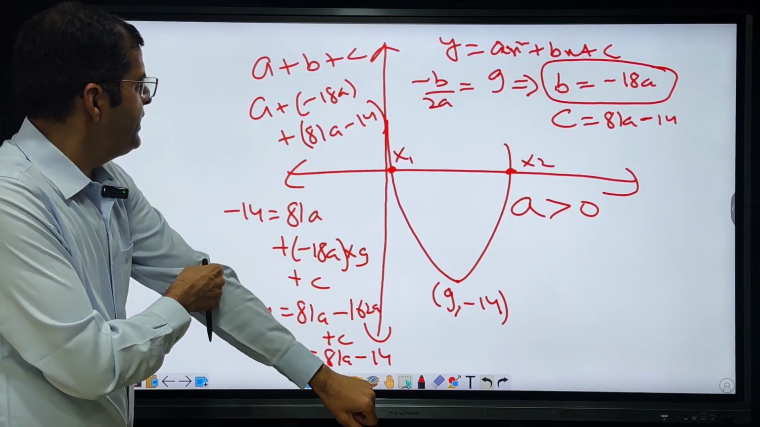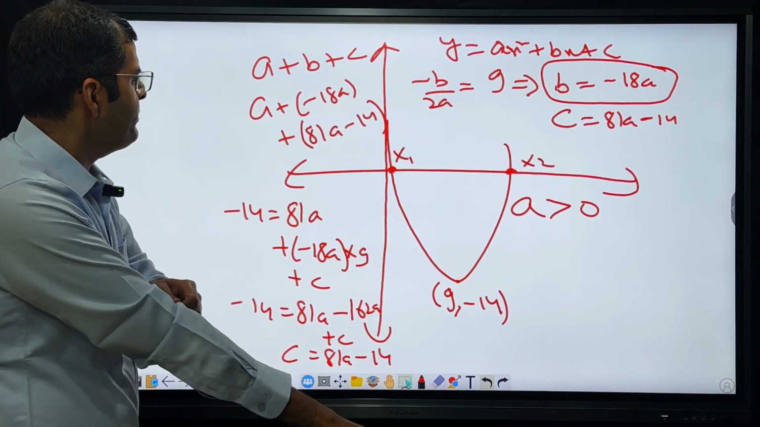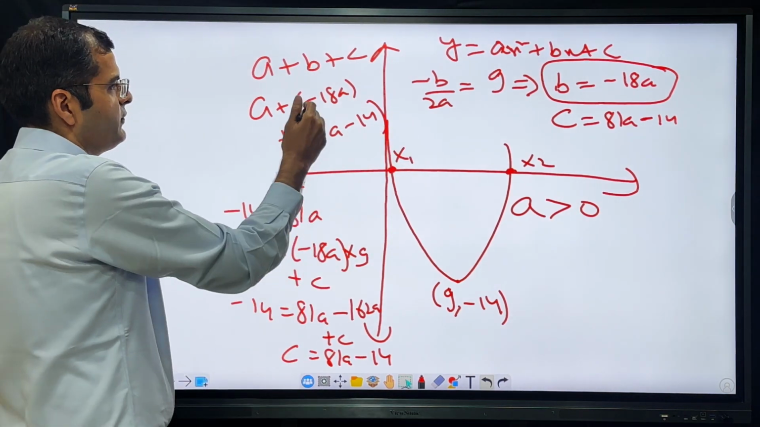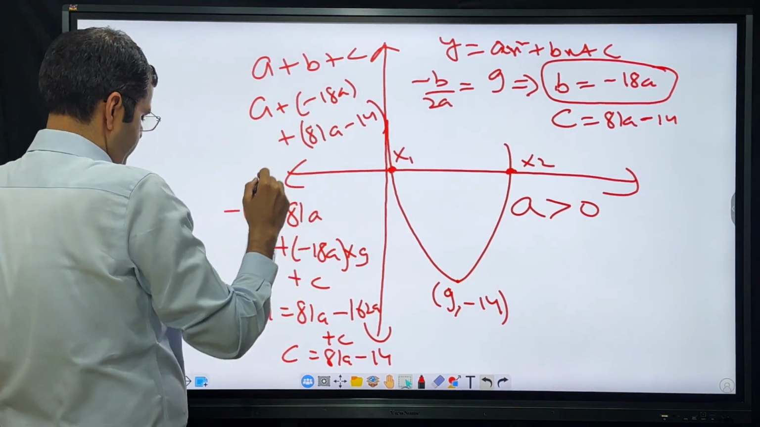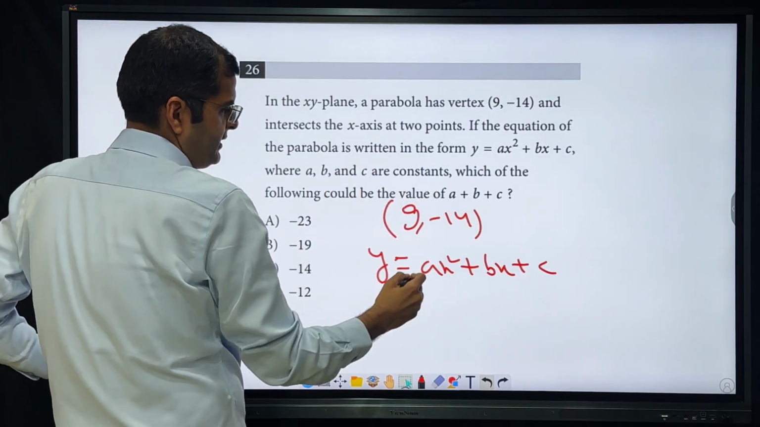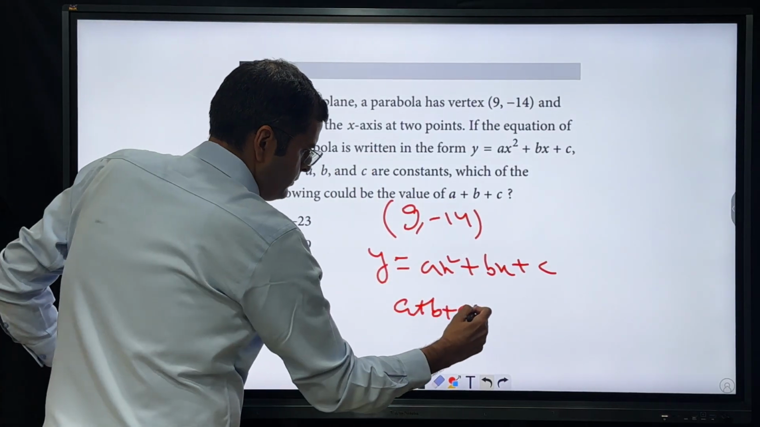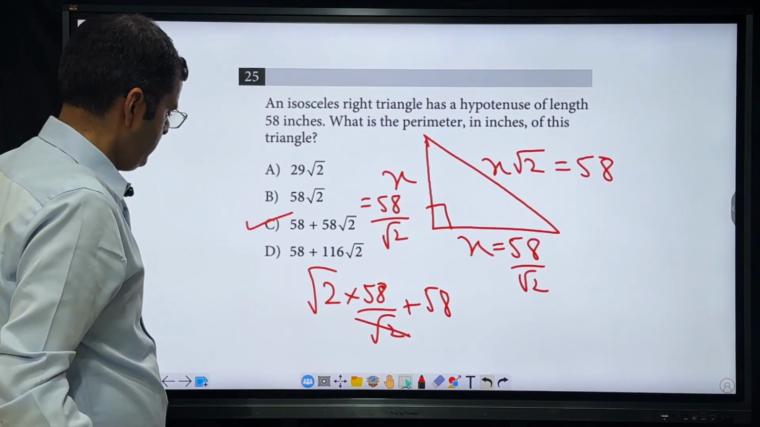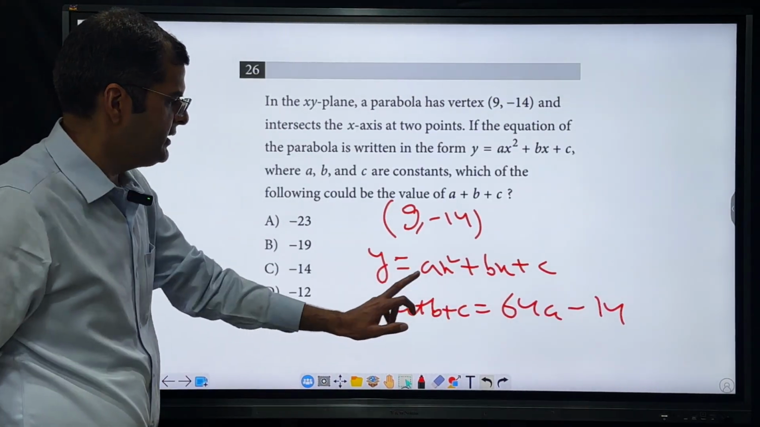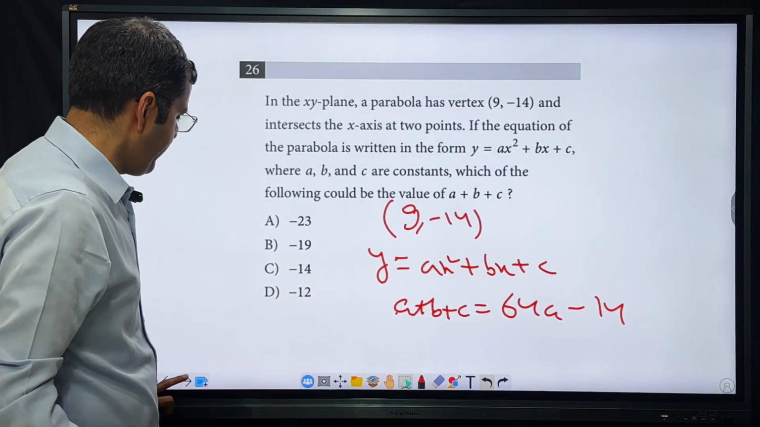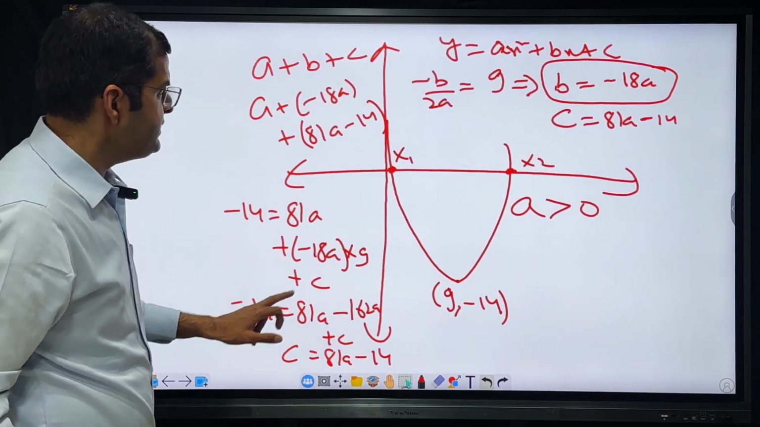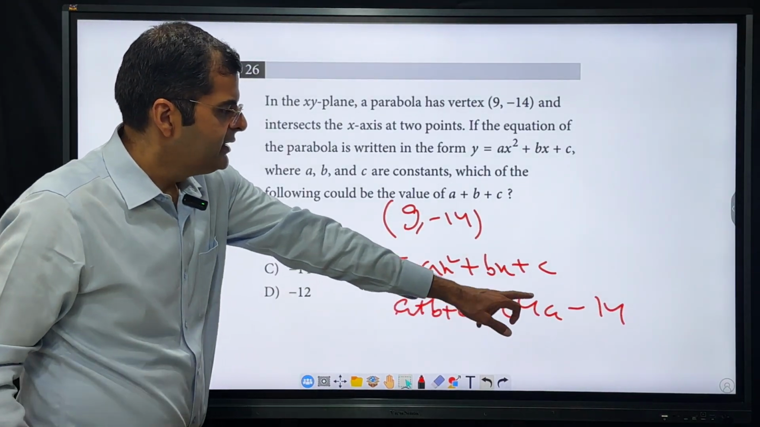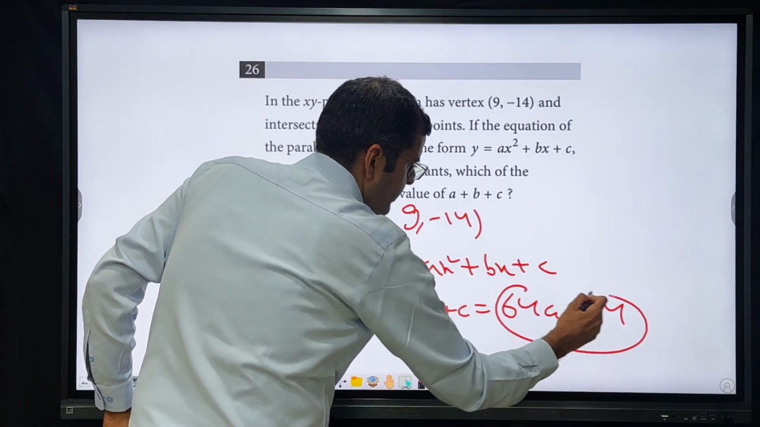81 and a is 82a, 82a minus 18a. So 82 minus 20 is 62 plus 2, 64. This is 64a. So what I get is a plus b plus c is 64a minus 14. Okay, putting in the values. A plus b plus c. A is a only, b is minus 18a and c is 81a minus 14. Putting all these values, I get a plus b plus c is 64a minus 14.